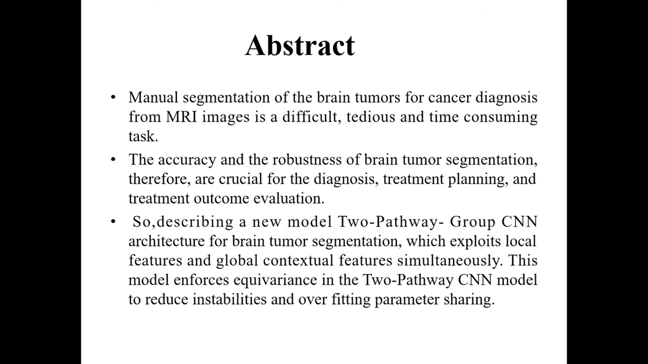Now we have come with a new model, a two pathway group CNN architecture for brain tumor segmentation, which exploits local features and global contextual features simultaneously. This model enforces equivalence in the two pathway CNN. CNN means a convolutional neural network which we use for machine learning, and it's a famous algorithm which we use to train the machine.